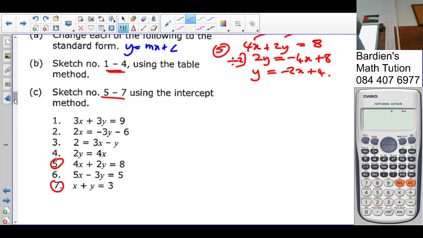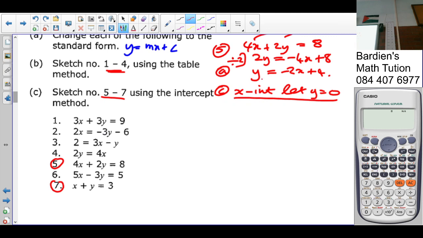Alright. So the question says sketch number 5 to 7 using the intercept method. So what are they referring to there? That is your x-intercept and y-intercept, not C but B. How do you work out your x-intercept? Let y equal to 0. So there's your y. So 0 is equal to negative 2x plus 4. Now it becomes a simple equation.